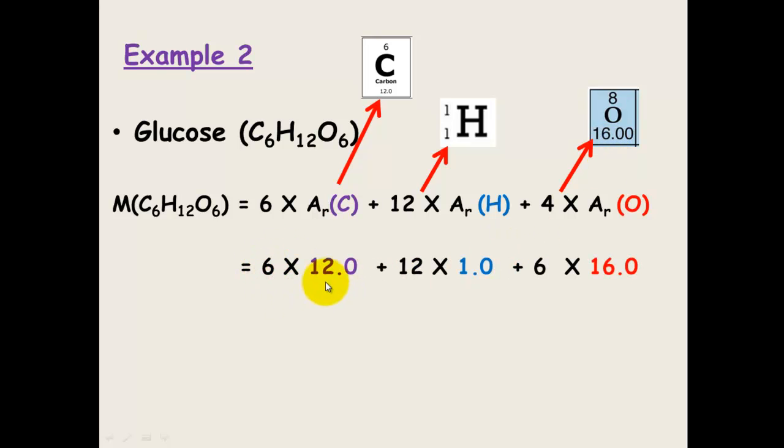So it's 6 times 12, 6 carbons. Each carbon has a relative atomic mass of 12. 12 times hydrogen. Each hydrogen has a relative atomic mass of 1. And 6 times 16. Add those all together and you'll get 264 grams per mole. Remember your units. This is vital.